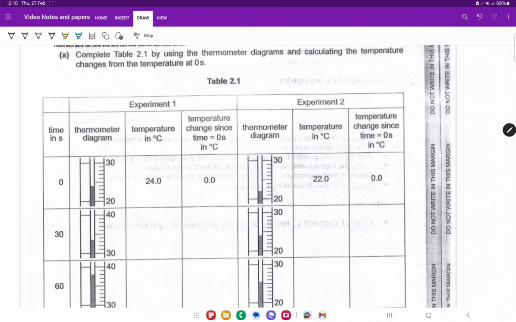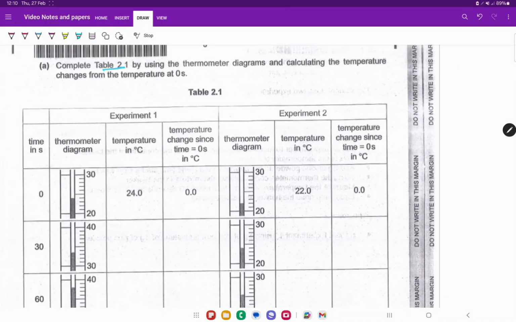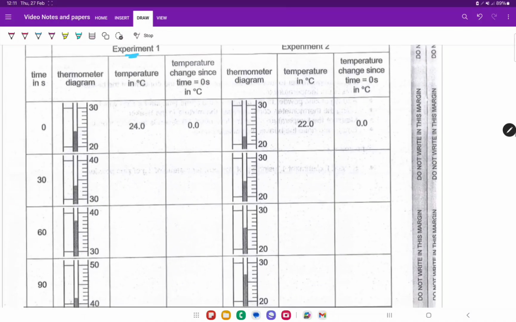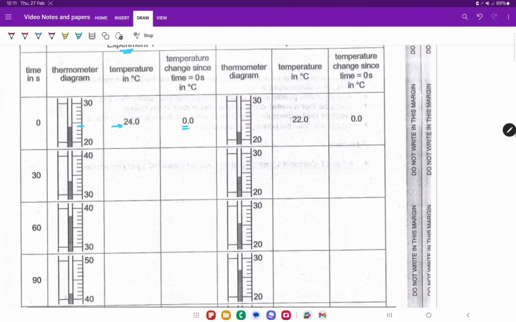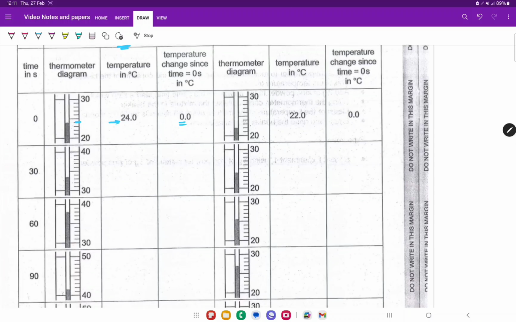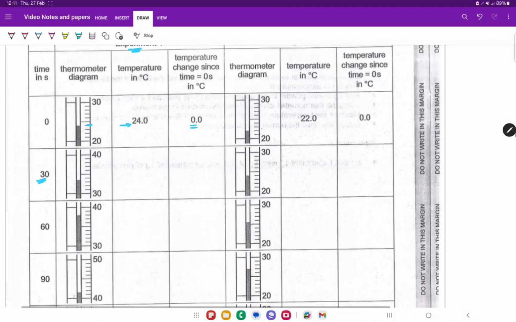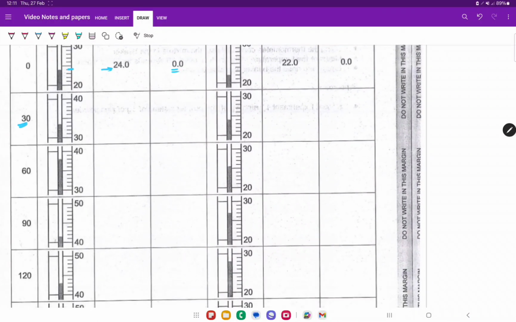Now the data he collected is temperature data. Complete table 2.1 by using the thermometer diagrams and calculating the temperature change from t equals 0. In experiment 1, the temperature at the start is 24, which is noted here, and the temperature change is 0, because we started the experiment at time 0 from 24. Now at time 30 seconds, the temperature rise is between 33 and 34. It means it is 33.5.